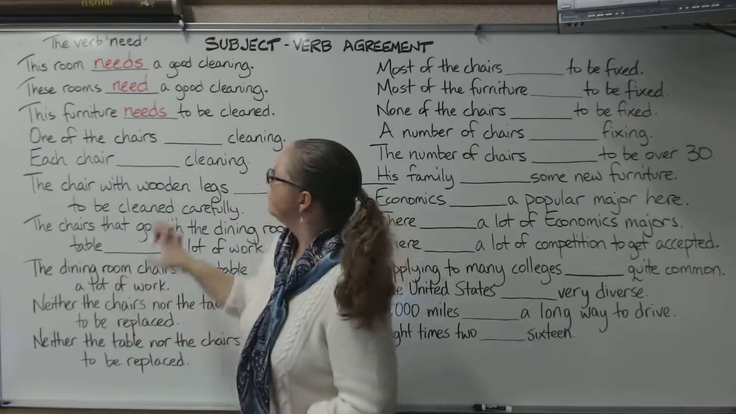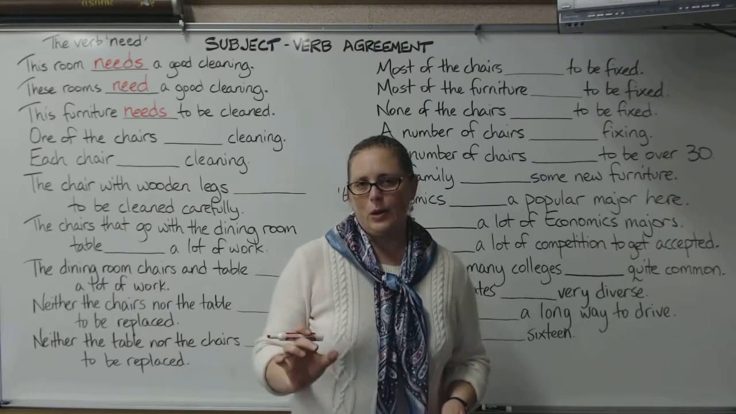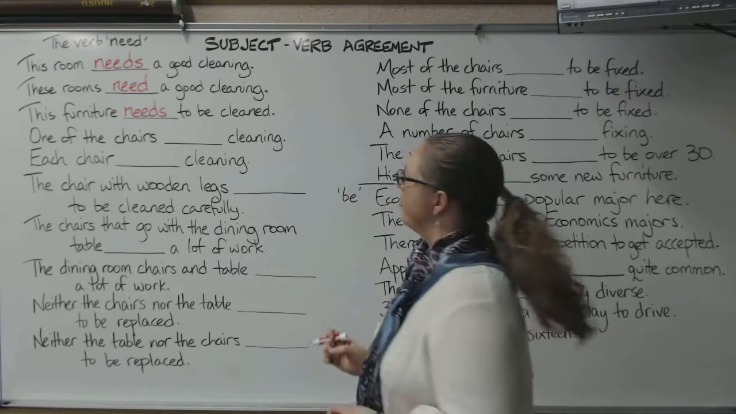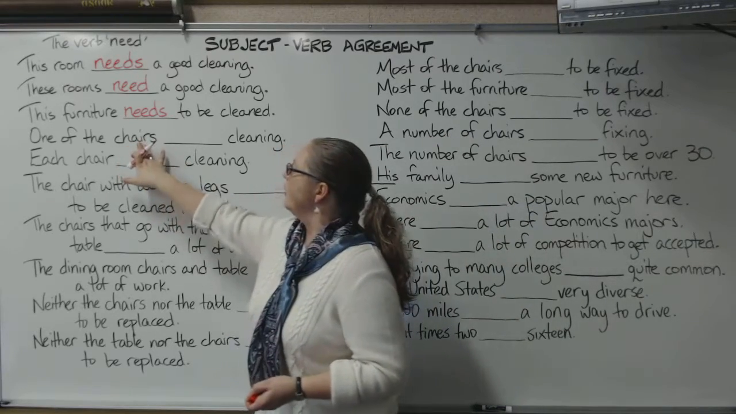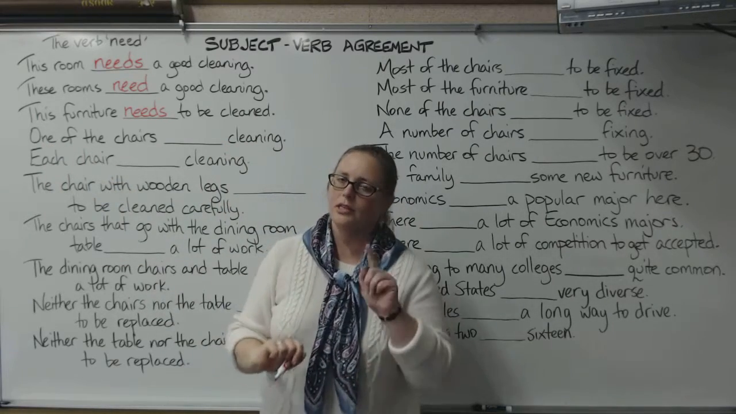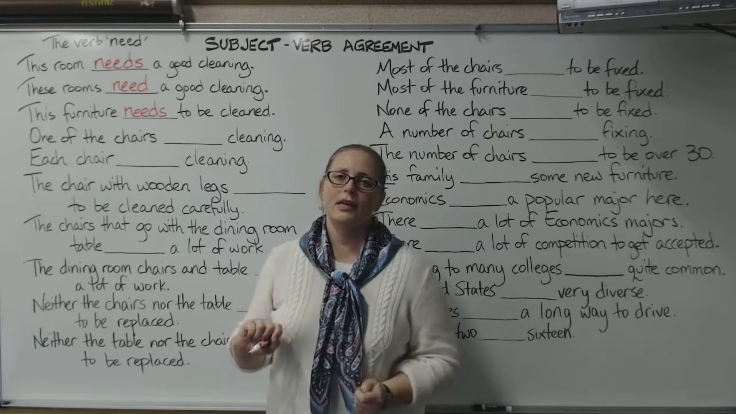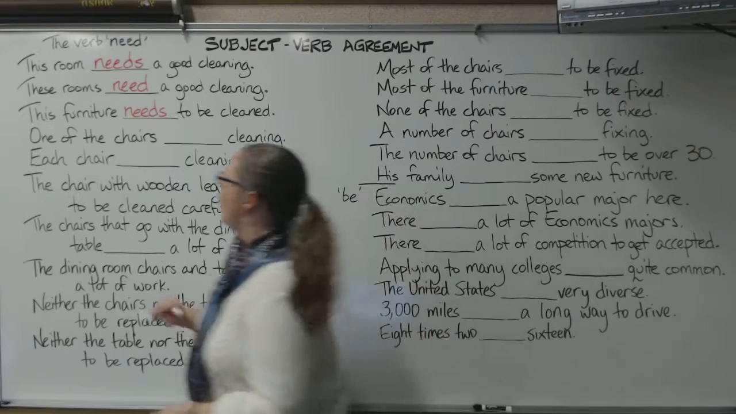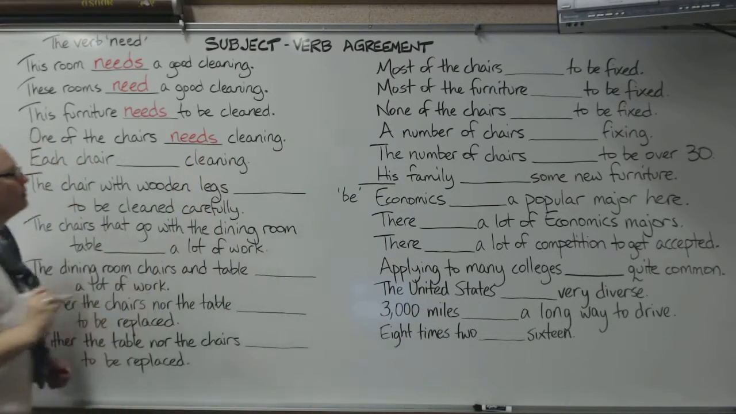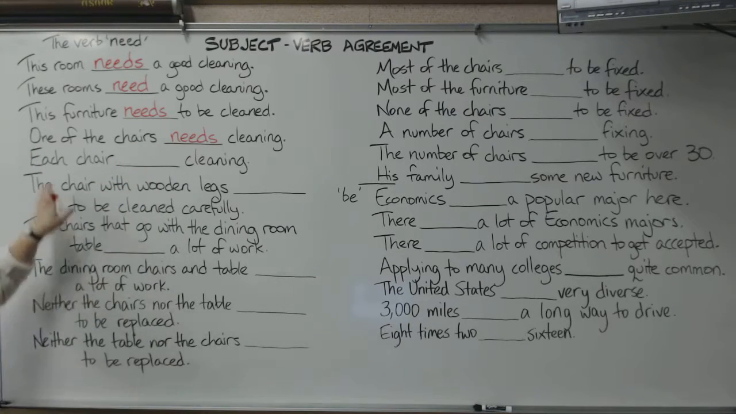In the next one, we need to think about this idea of a head noun. What is the core? What is the core idea? Are we talking about the chairs that need cleaning, or are we identifying just one? We're identifying one. That is our head noun. So one is the subject. One of the chairs needs cleaning. Don't get distracted by what's next to it if it's not the head noun.